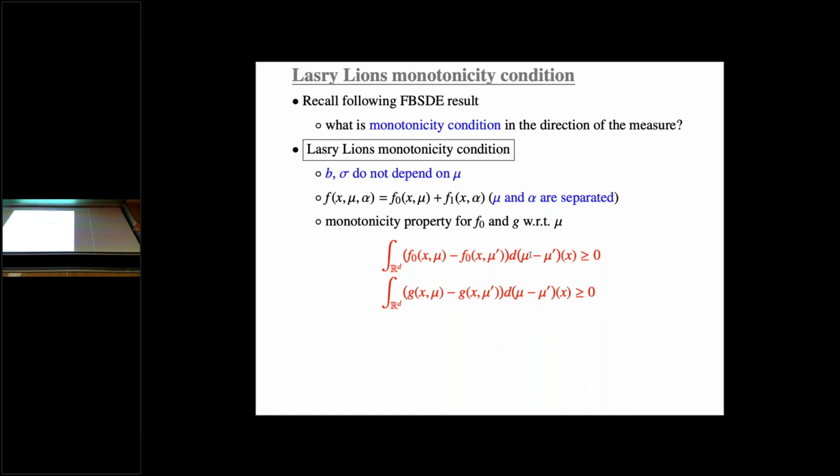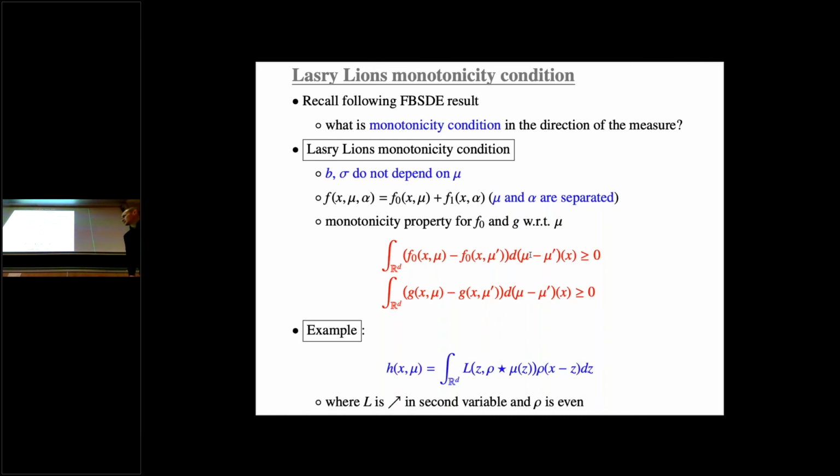This is not the only one, because the subtle question is that this is related to the notion of convexity on the space of probability measures, and you have different notions of convexity there. Since you have different notions of convexity, you have different notions of monotonicity. There is another notion, called displacement monotonicity, for which you may also have uniqueness.